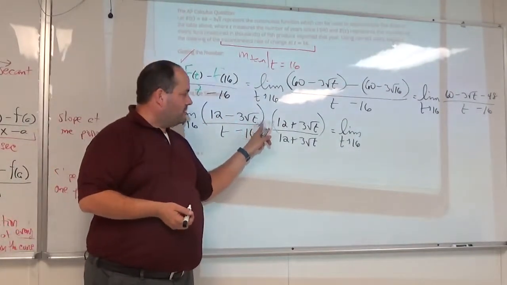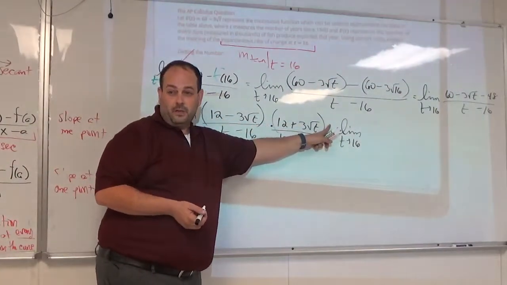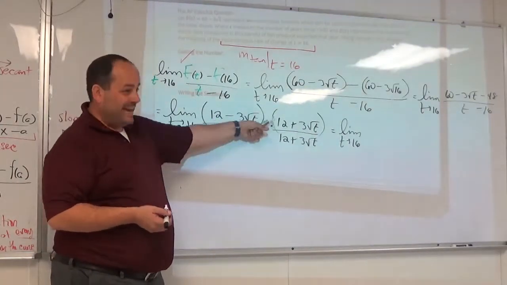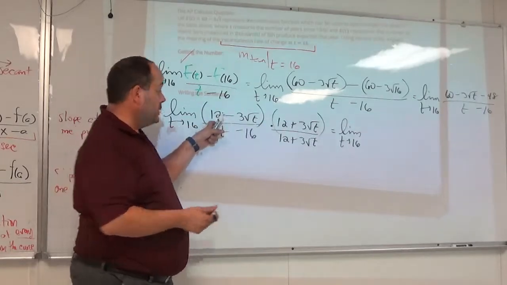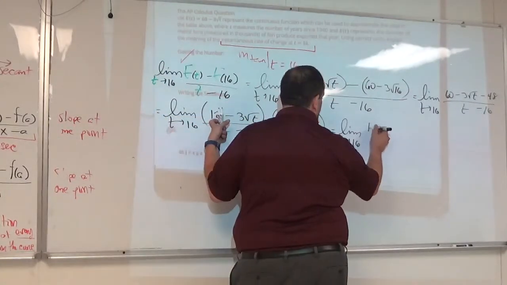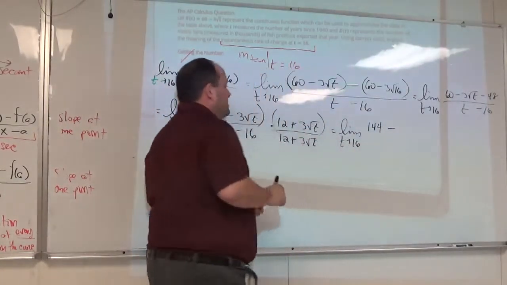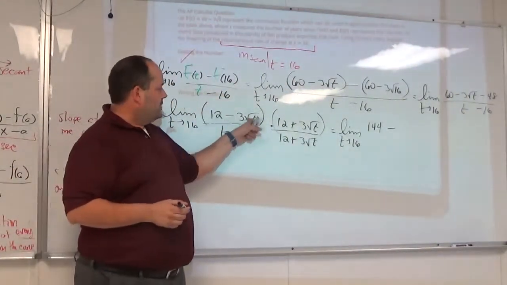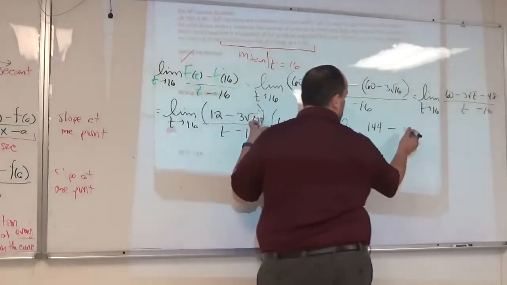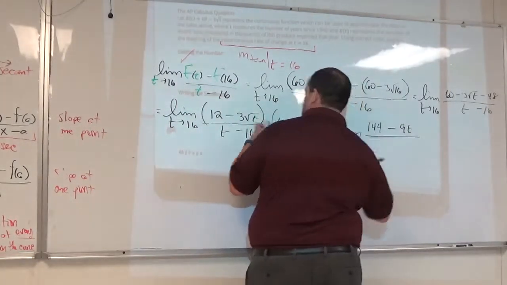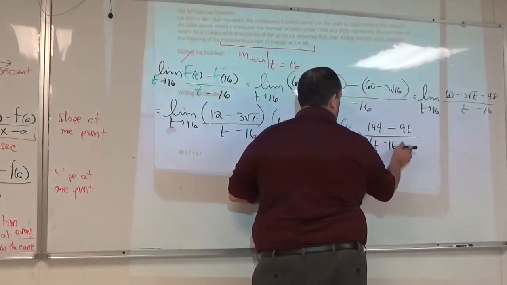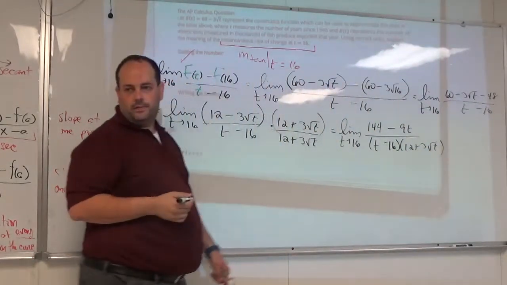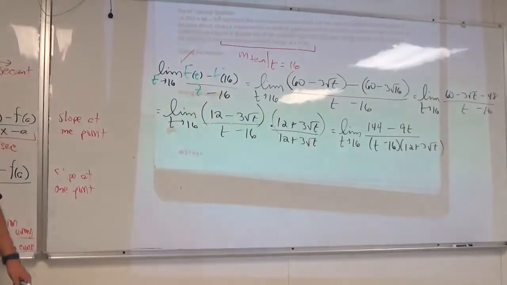12 minus 3 square roots of t times 12 plus 3 square roots of t. It's this guy squared minus this guy squared. So 12 squared is 144. 3 square roots of t times 3 square roots of t is 9t. In the denominator, t minus 16, 12 plus 3 square roots of t. Good? Not done.